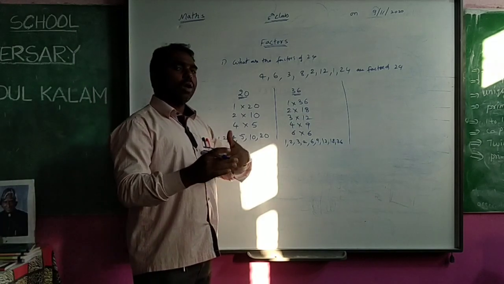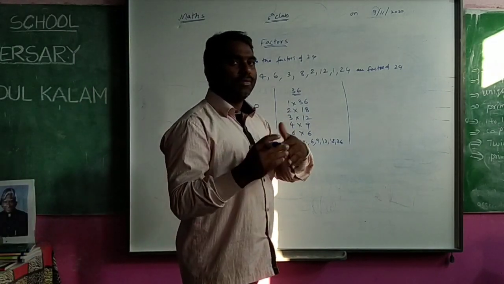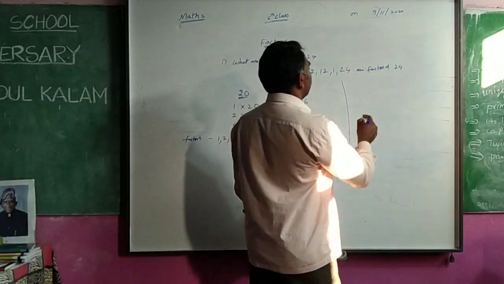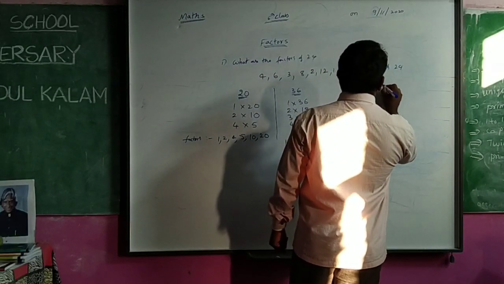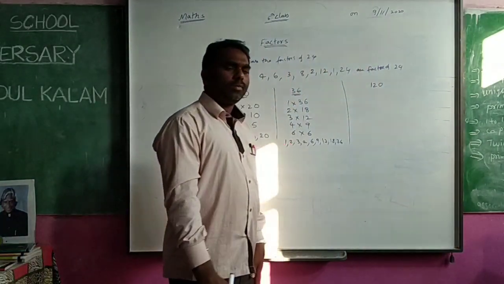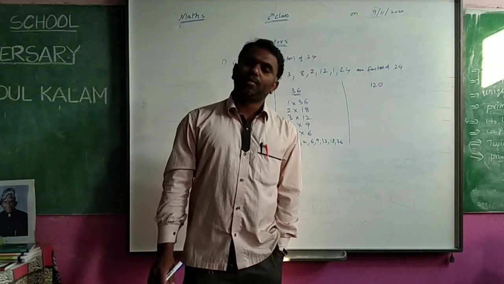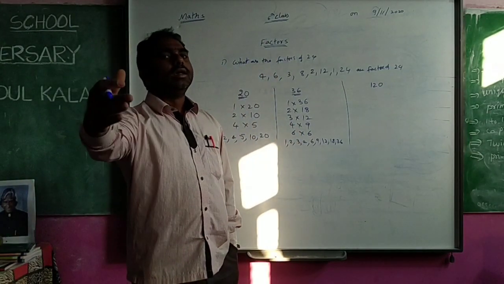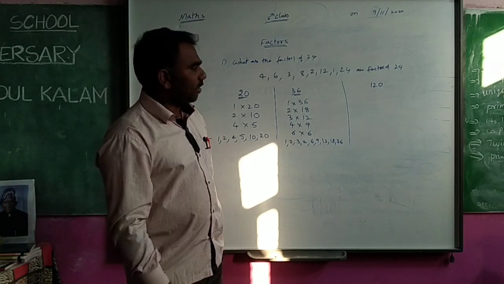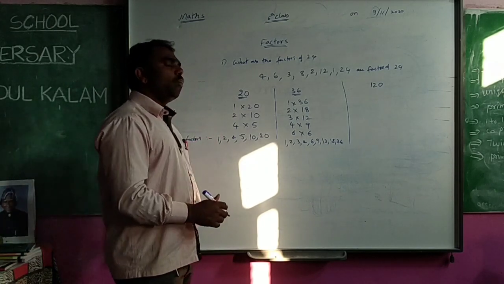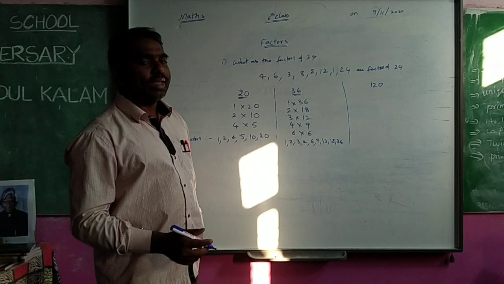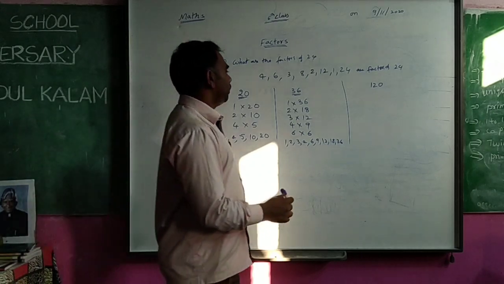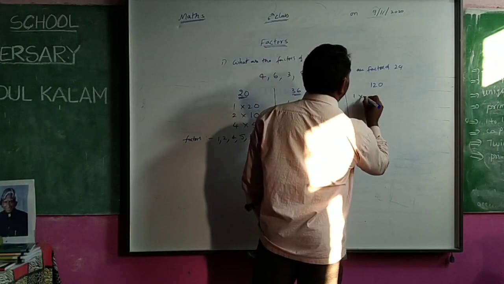Now I will take one more example with a little bigger number. I have taken 120. Even with big numbers there is no problem, you can do it. You will follow the same method, the same system. How do you follow the system? First of all, you take the 1 table. Will 120 come in the 1 table? Yes, it will come.